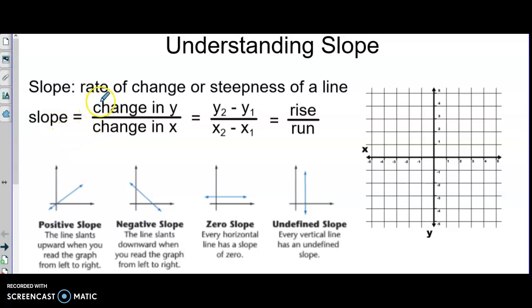The first way you'll see it written sometimes is the change in y over the change in x. Well, that means the same thing as y2 minus y1 over x2 minus x1. And you can also find it on a graph using rise over run.